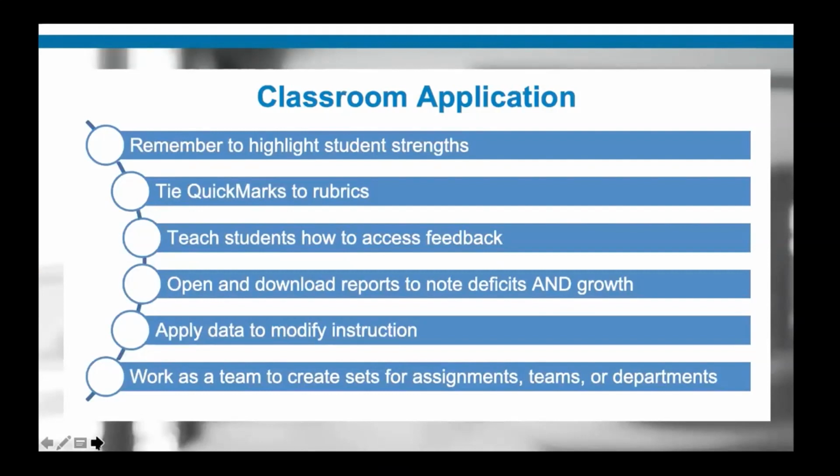Open up and download those reports. Note the deficits and the growth. Look for different areas. Do you find yourself sticking only to specific types of comments? Maybe you need to stretch it out a little bit and challenge yourself to start using source credibility QuickMarks in different sets. Apply that data to modify your instruction, and also work as a team to create sets for various assignments, your team or departments, and share them out with friends. This can easily be done during a professional learning community meeting, a department meeting, or even if you just grab another teacher that you teach with. Create a set and start using them for that consistency.